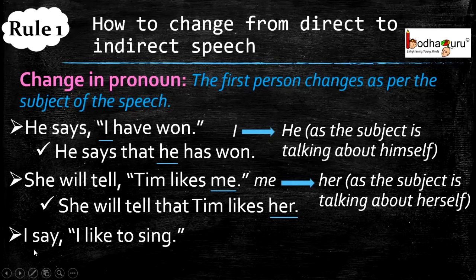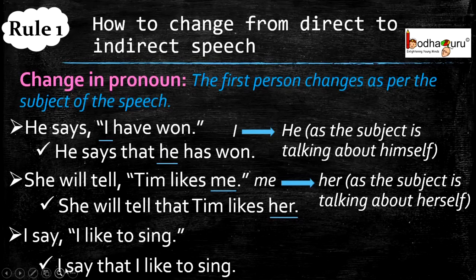Last example, I say, "I like to sing." This becomes, I say that I like to sing in indirect speech. And what do you see here? Here we see that there is no change in pronoun. I is the subject and I am talking about myself. Next.